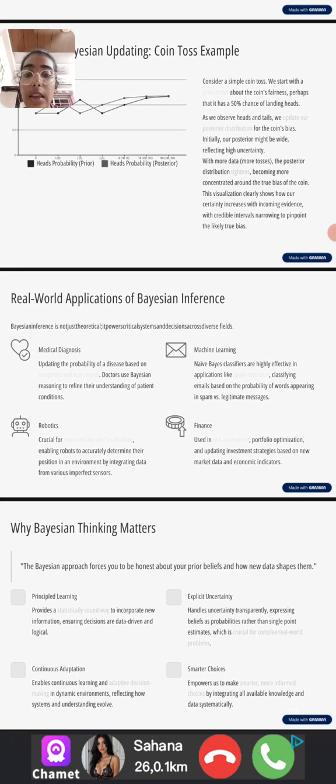Why Bayesian thinking matters? The Bayesian approach forces you to be honest about your prior beliefs and how new data shapes them. So it is about principled learning, explicit uncertainty, smarter choices, and continuous application.